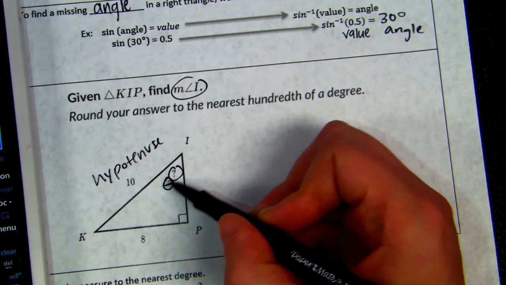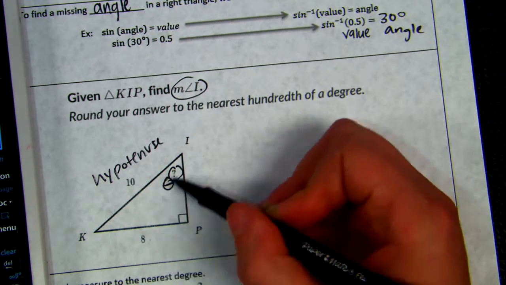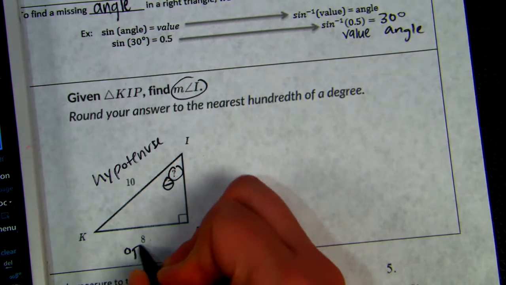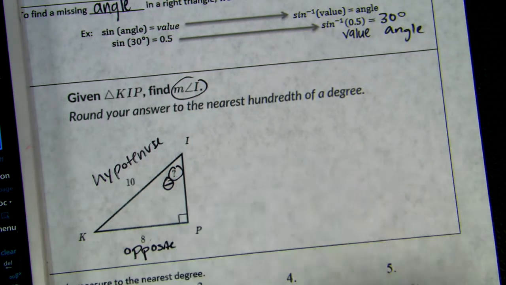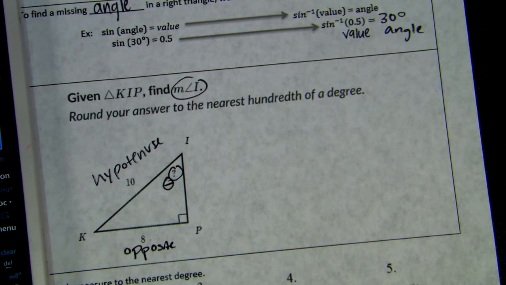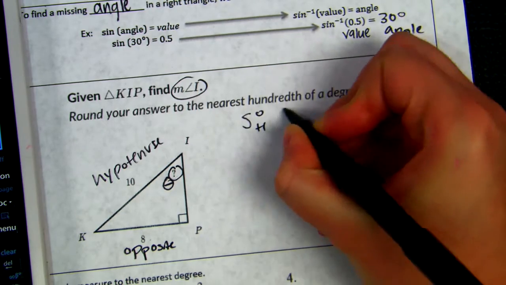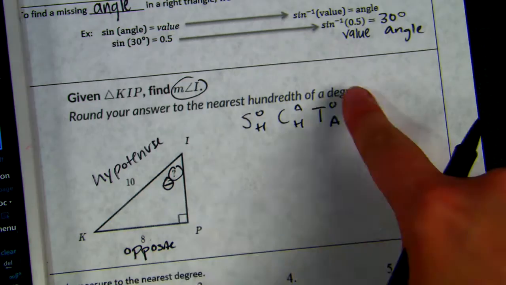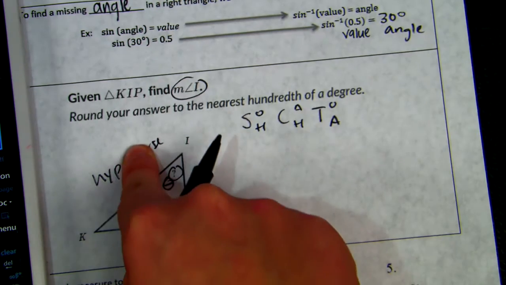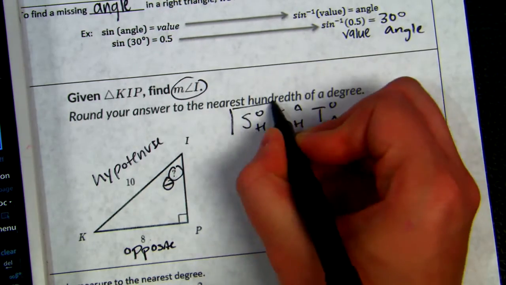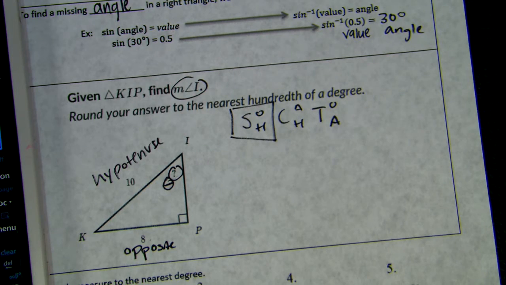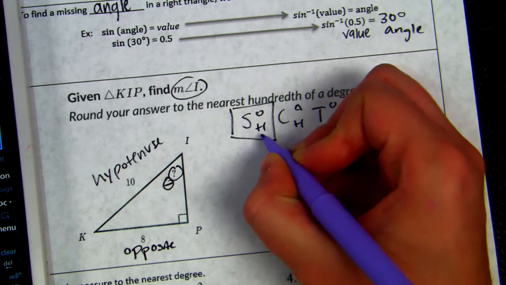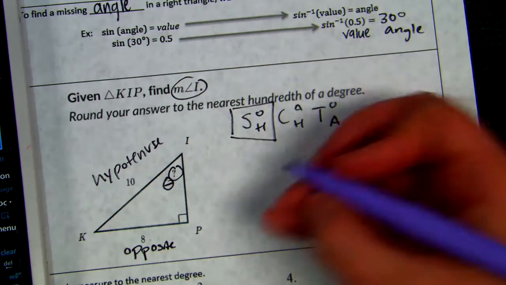I now want to find out what relationship line KP has to my theta. This side over here is opposite or across from my theta, so I'm going to label that as opposite. What I do when I'm trying to figure out which trig ratio I want to use, I always write out SOHCAHTOA so that I can look and see what I have. Here, I have the opposite and the hypotenuse, so we are going to end up using sine, because then I don't have to use the Pythagorean theorem to find my missing side. So I want to use sine, because I have my opposite and my hypotenuse.